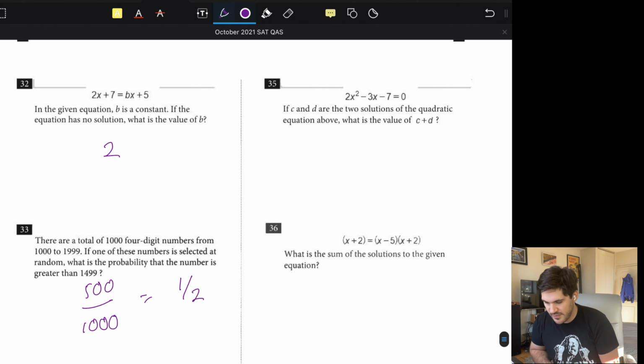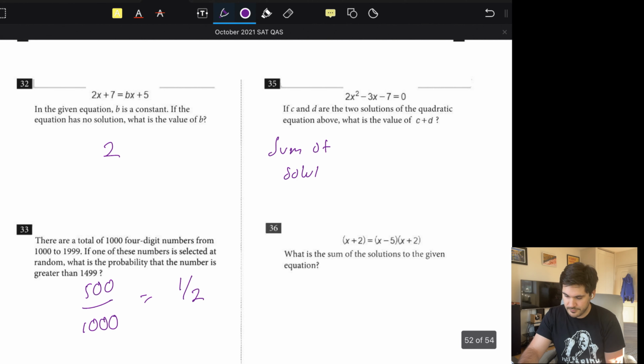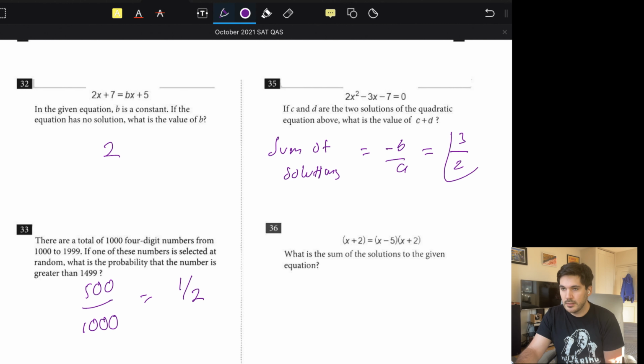Next, number 35, there are two solutions, what is the value of c plus d? We're looking for the sum of the solutions to a quadratic. So there's a specific easy formula. The sum of solutions equals negative b over a. So that equals positive 3 over 2. So 3 over 2 is the answer.